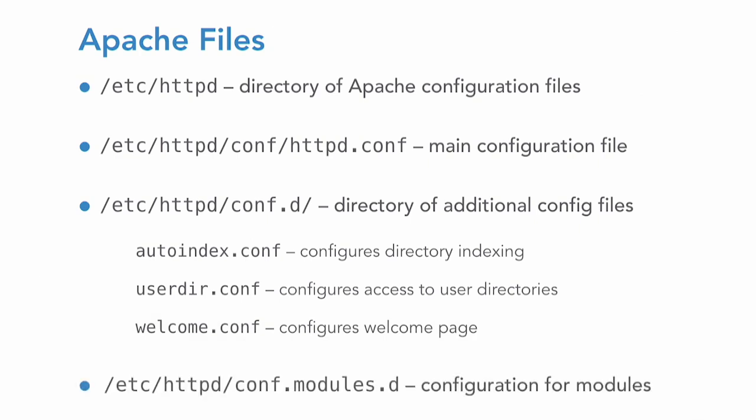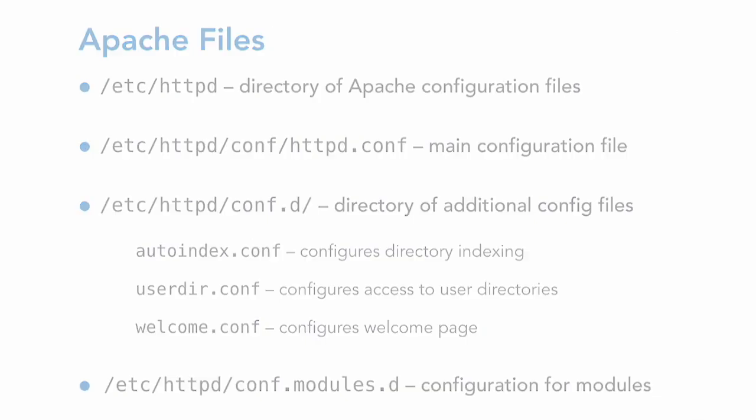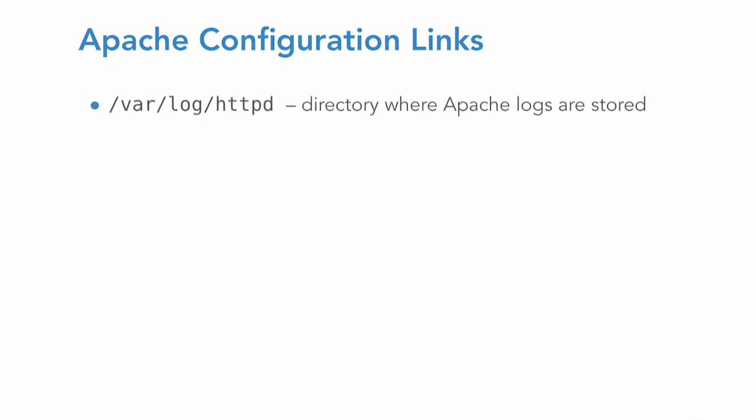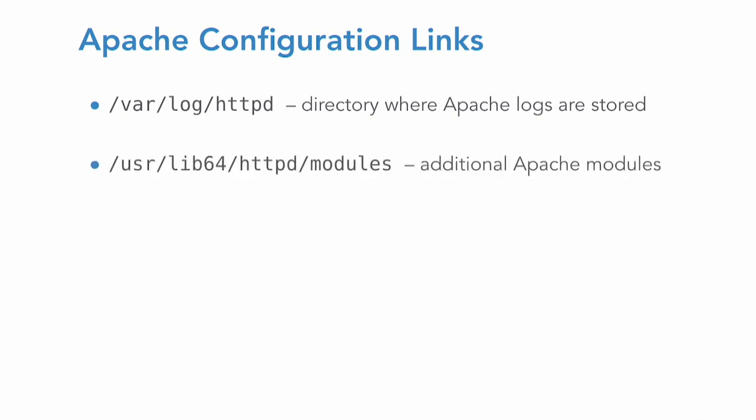Configuration files that load modules are stored in /etc/httpd/conf.modules.d. There are also links to 3 directories in /etc/httpd. These are /var/log/httpd, where logs are stored, /usr/lib64/httpd/modules, where additional Apache modules are stored, and lastly, /run/httpd, where runtime information is stored.